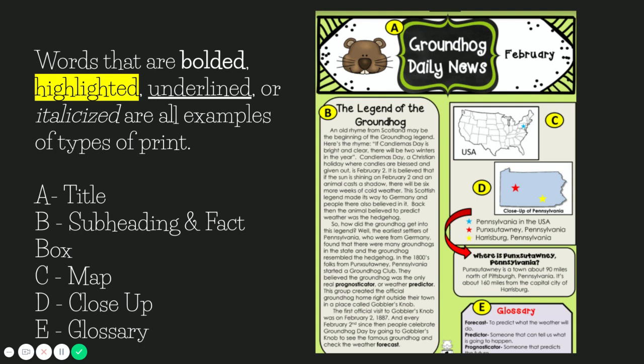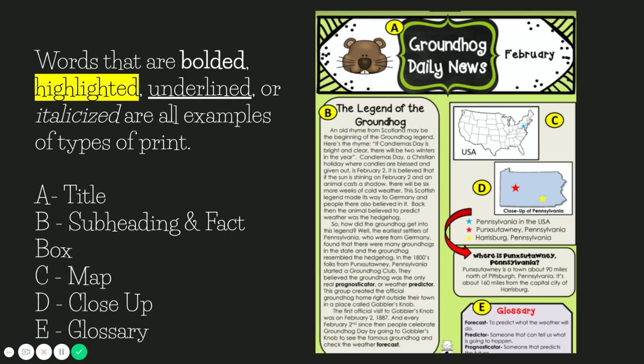If you notice here, each text feature section of the Groundhog Daily News is labeled with letters. Starting with A, we have the title. The title is the overall title or name of the thing that you are reading. So the title of our newspaper is the Groundhog Daily News. The Louisville newspaper is called the Courier-Journal. The Bardstown newspaper is the Kentucky Standard. That is the title of that newspaper publication. Magazines have titles too, and nonfiction books have titles, of course. That's your topic that you are being given.